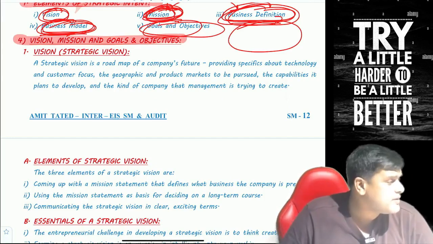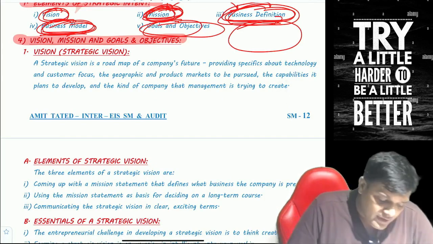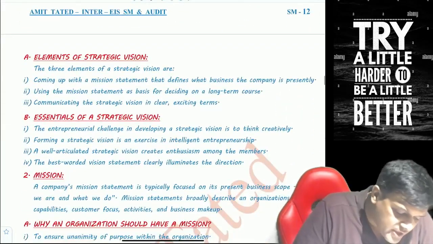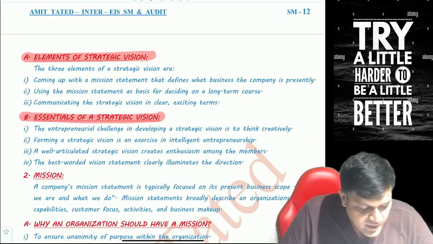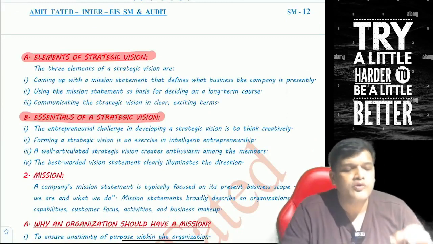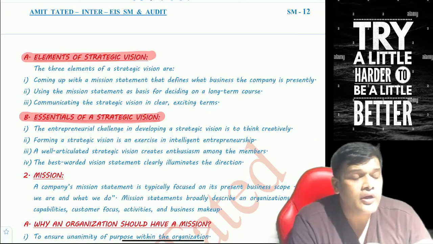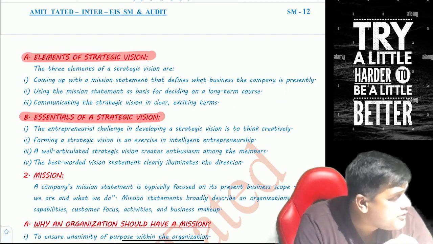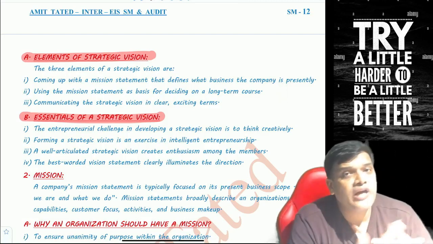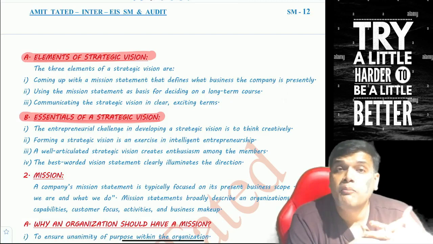First we'll discuss vision. We have already discussed its definition. Now you have two questions on vision: elements of strategic vision and essentials of strategic vision. First, the basic difference: when we discuss vision and mission, vision brings enthusiasm, and mission is basically motivation.